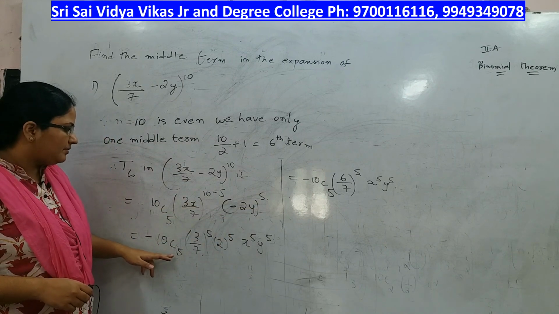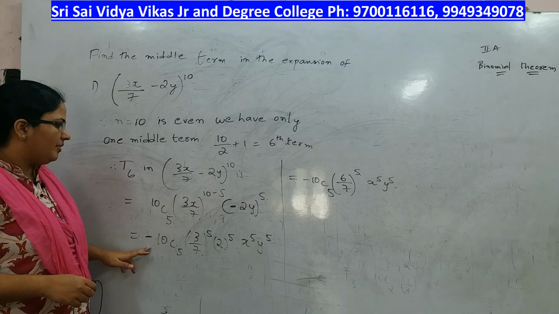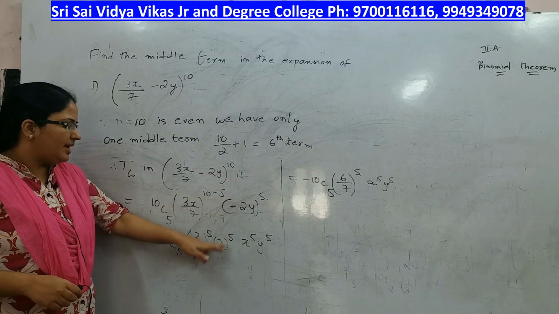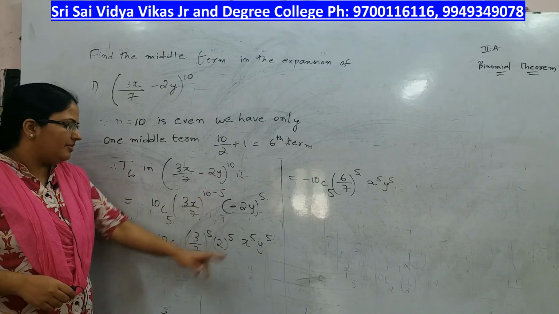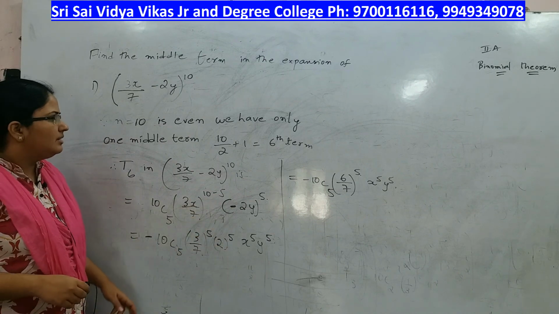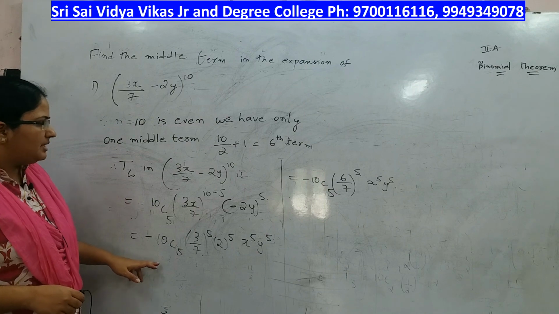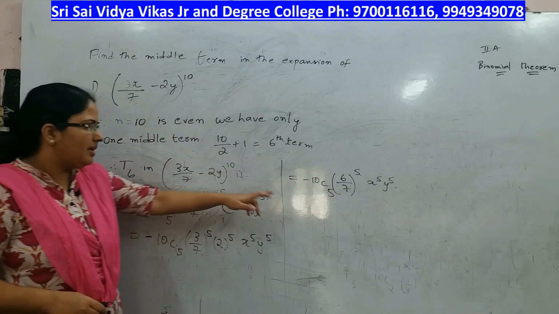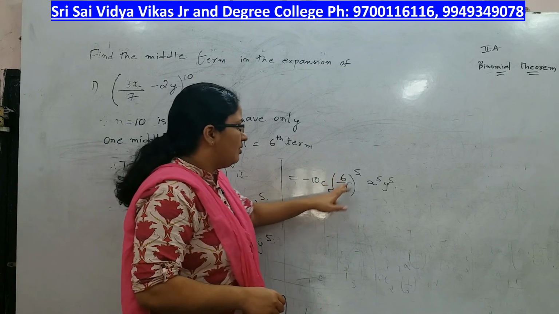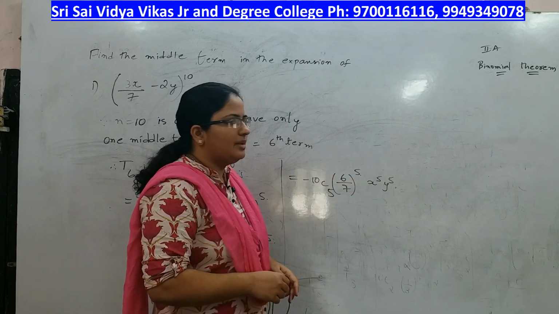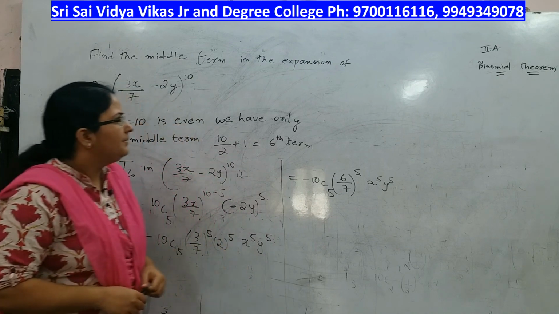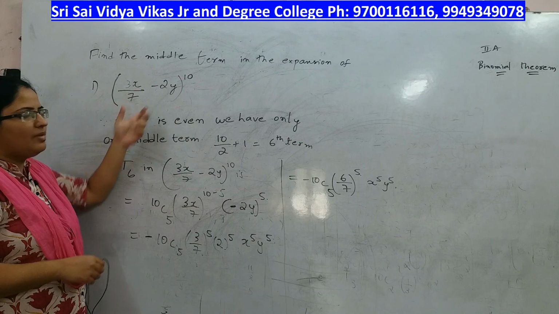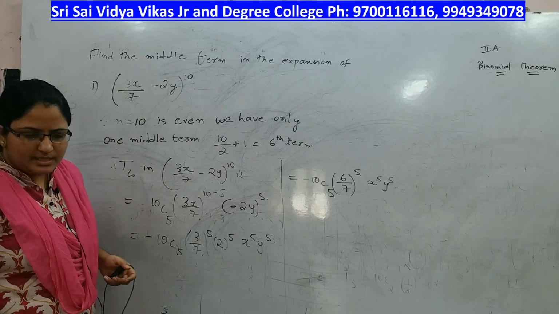10C5, this minus will come over here, (3/7)^5 2^5 x^5 y^5. So here the term is -10C5 (6/7)^5 x^5 y^5. This is the middle term in the expansion of (3x/7 - 2y)^10. Let us see the next problem.